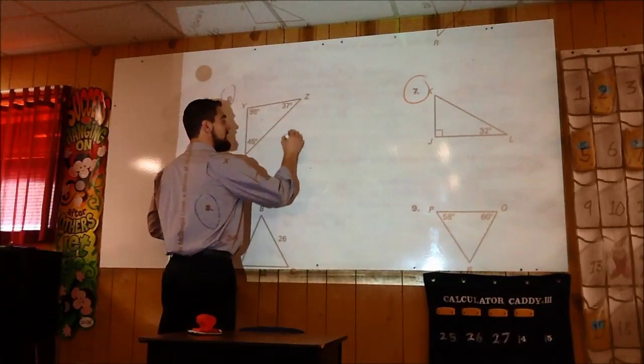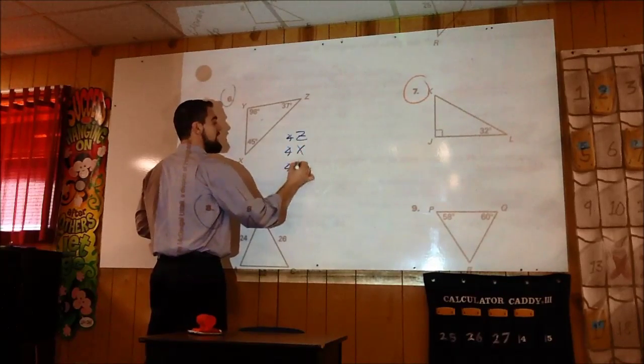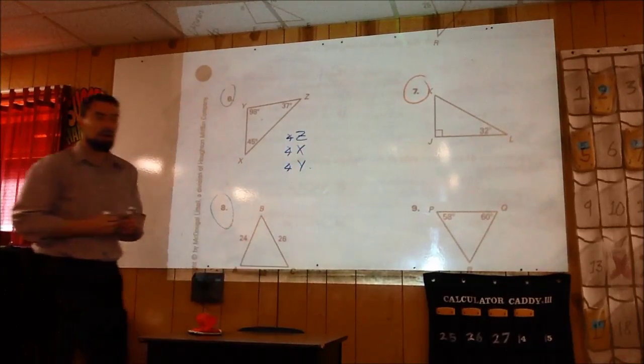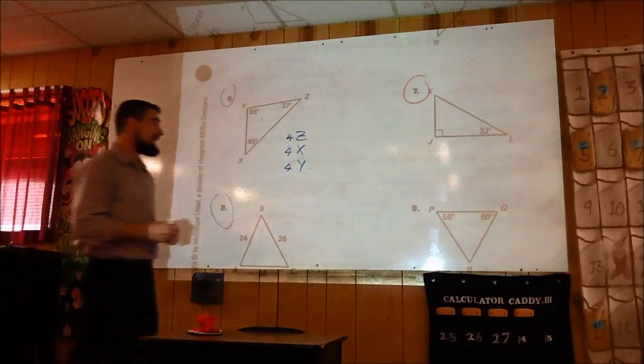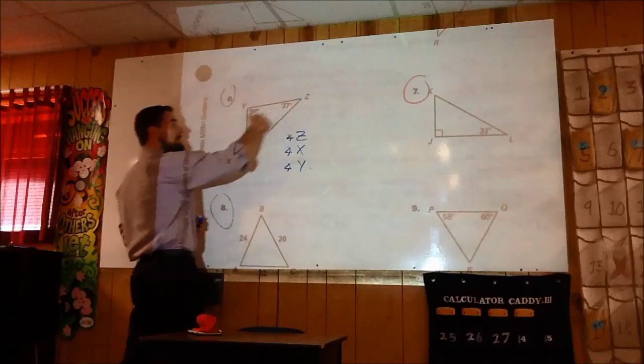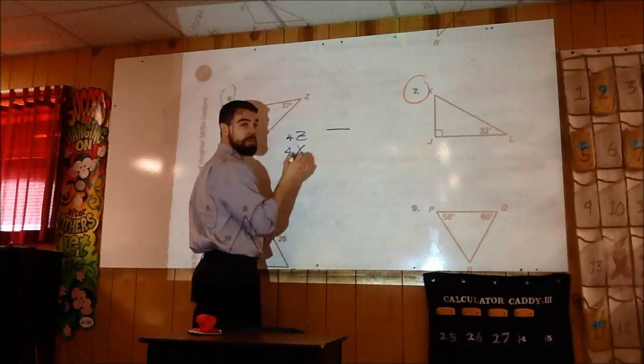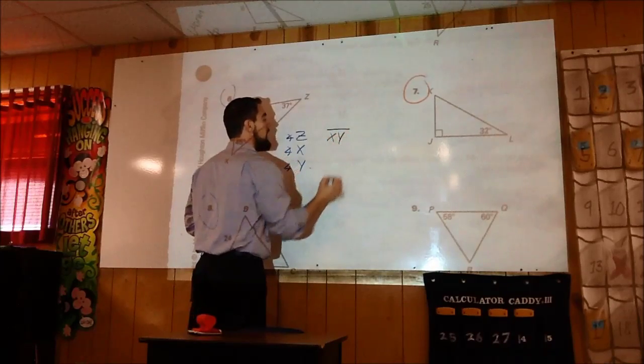Angle Z is by far the smallest, 37, and then angle X after that, and then angle Y is the largest, it's last. So now looking at the segments. Since Z is the smallest angle, the side opposite that is going to be the smallest side. So that would be segment, with the bar above, X, Y.